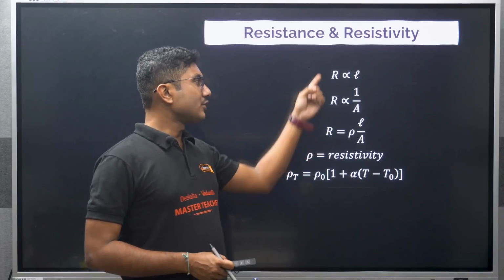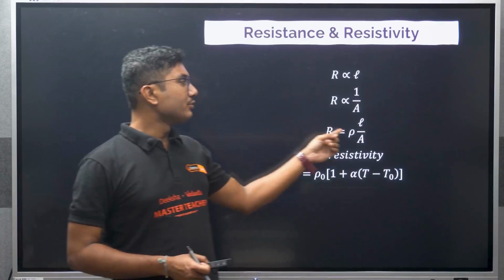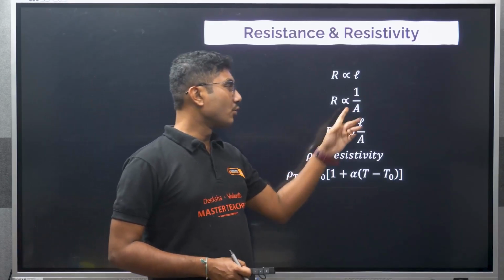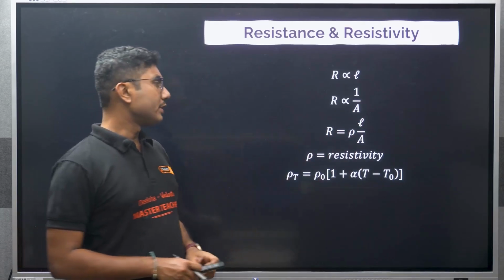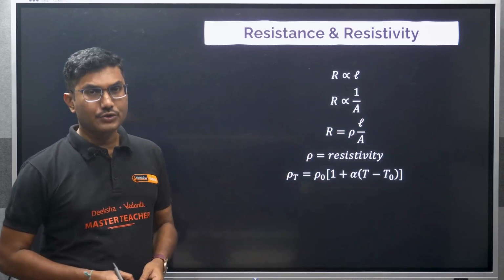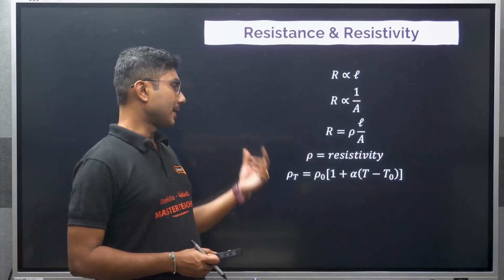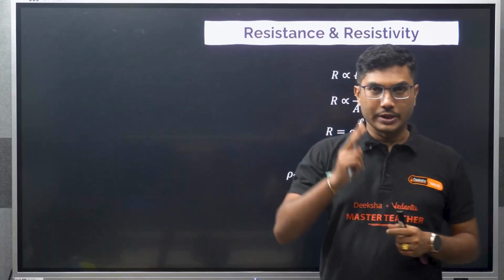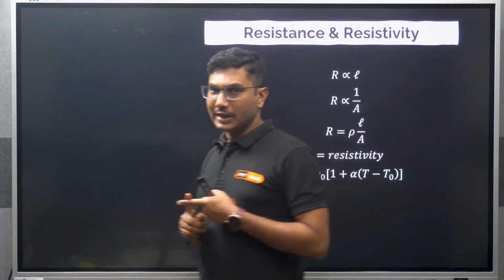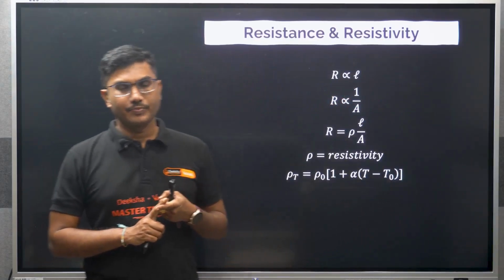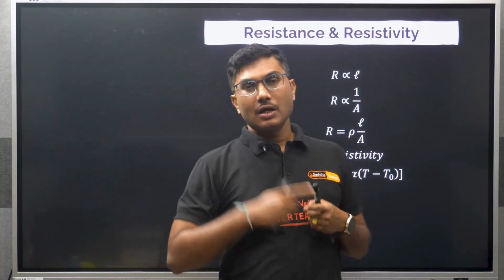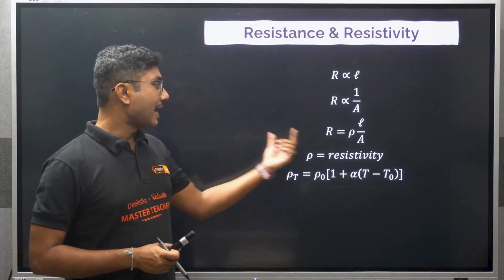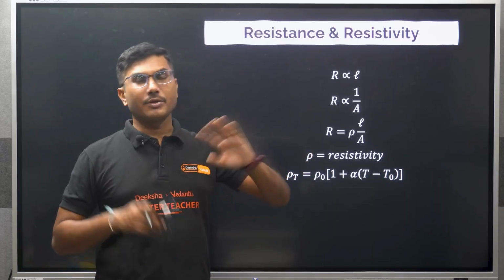And if you combine these two proportional relations, you have to use a proportionality constant which is called rho. So R is equal to rho L by A. What is rho? Rho is called the resistivity of the conductor. Now resistivity of a conductor depends on only two things: material of the conductor and temperature. Material means iron, cobalt, copper, nickel, whatever you are using, and the temperature of the surrounding.